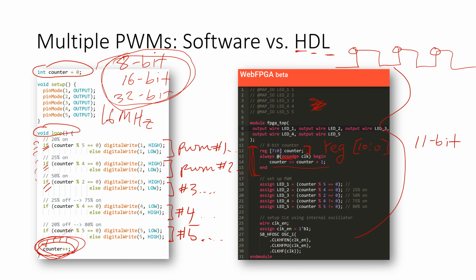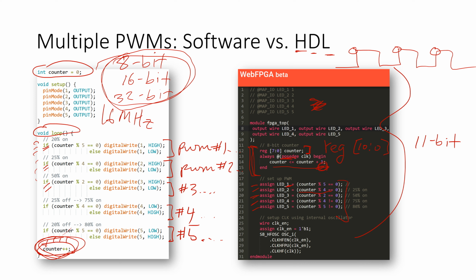Now, the cool part here is that all these assign statements are declarations of combinational logic. So these are statements of fact. This is going to be true always. It's saying, as long as counter is divisible by 5, then we're setting LED 1 high. As long as counter is divisible by 4 evenly, then LED 2 is high. Now, they all operate at the exact same time. So if counter ever changes, then these all change.